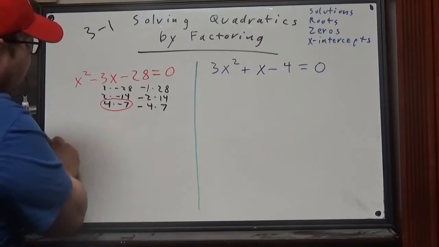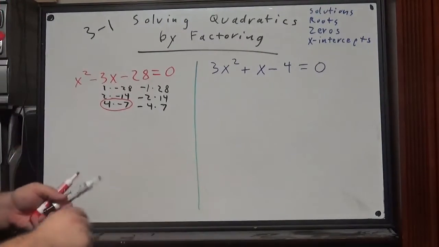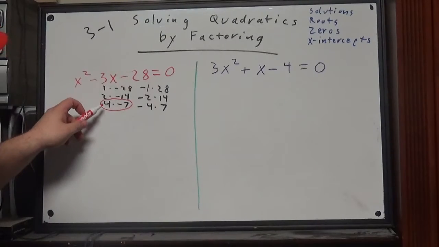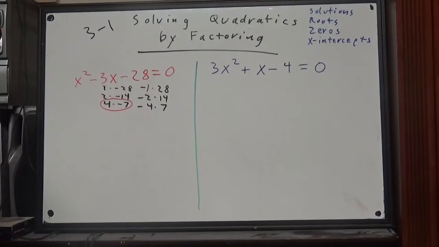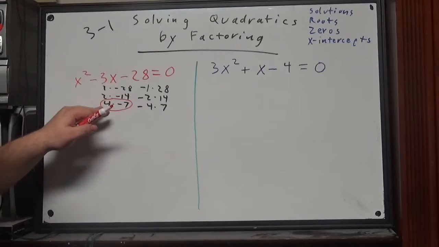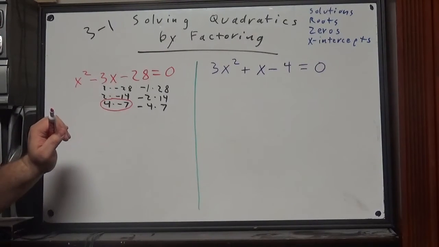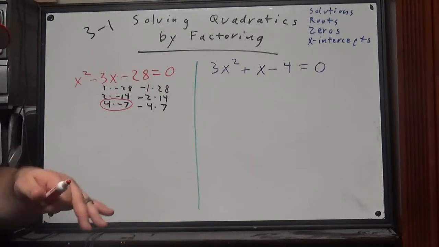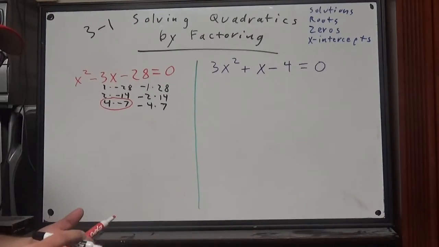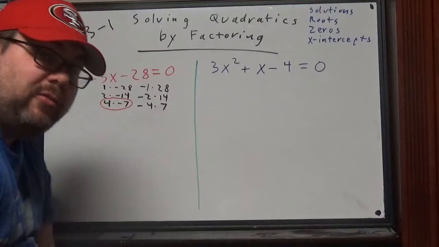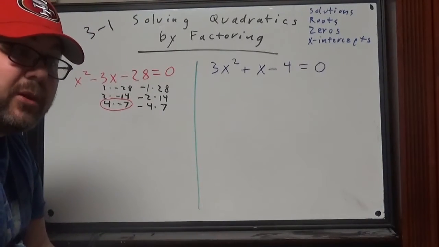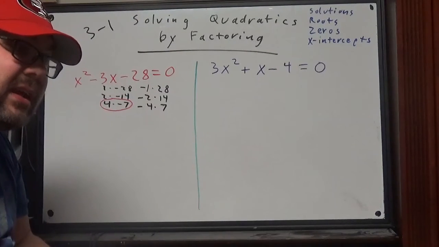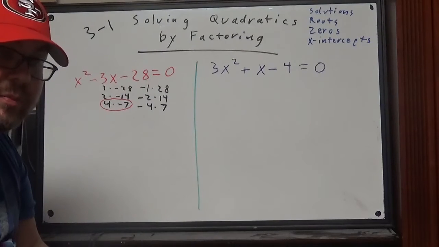You should never have to write it in factored form again. And this is why. When we get positive 4 and negative 7, we can now take these numbers. Remember, in factored form, we put them in parentheses. Well, from the vertex form video, when we talked about vertex form, we said if something's in parentheses, you flip the sign.